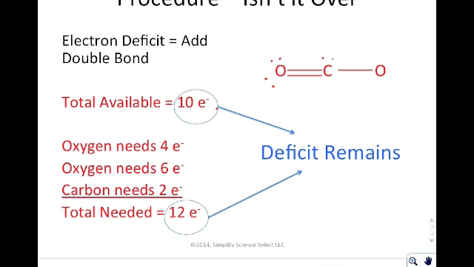1, 2. This oxygen still needs 6. 1, 2, 3, 4, 5, 6. So now I need 12 electrons. I need 6 plus 6 is 12. The problem is I only have 10 available because I used 2 of those electrons in forming this bond. So I still have a deficit.